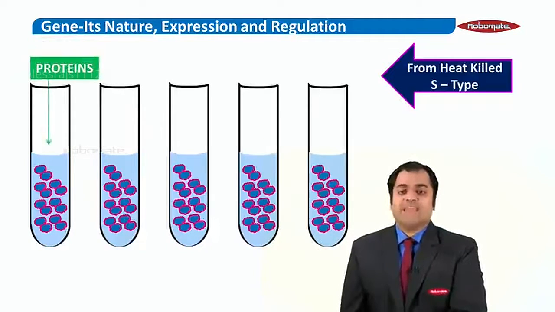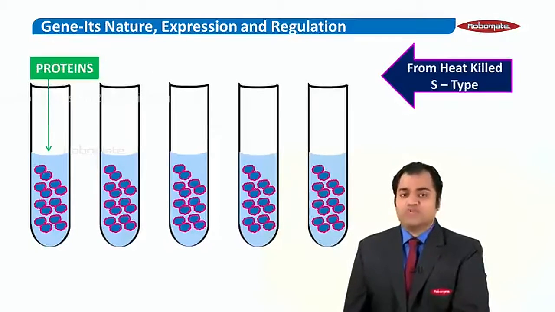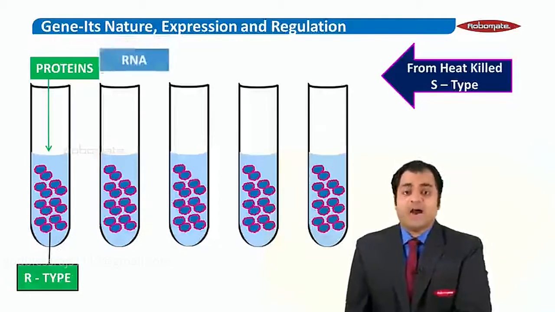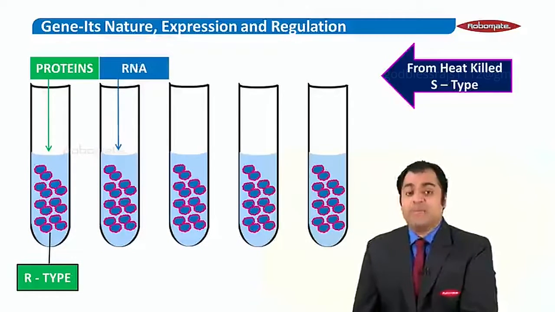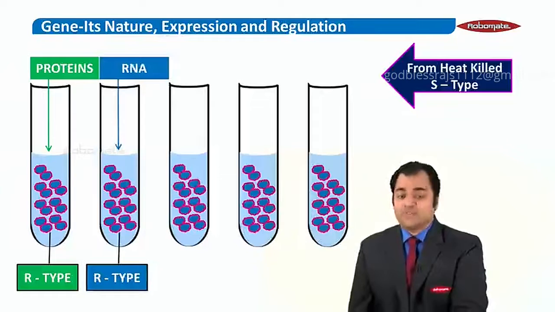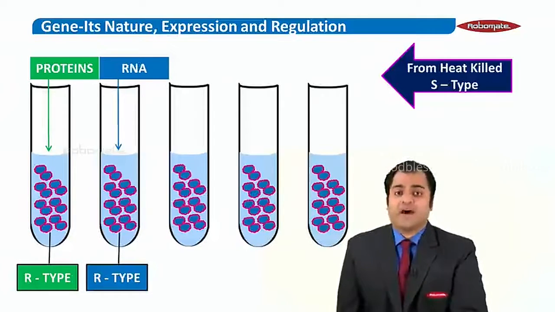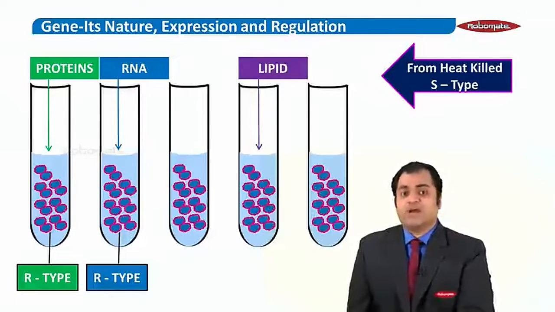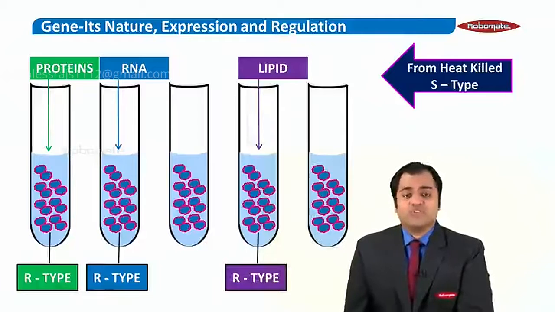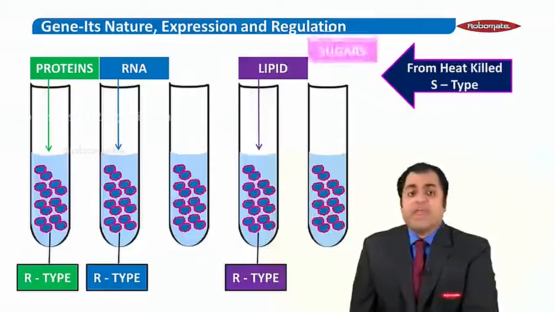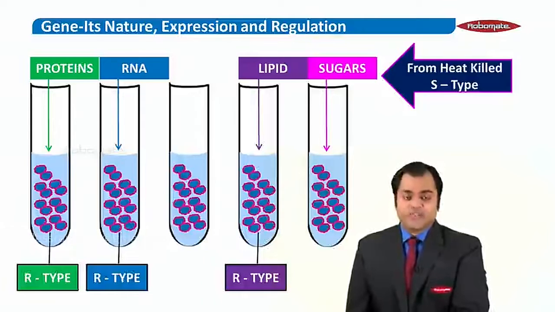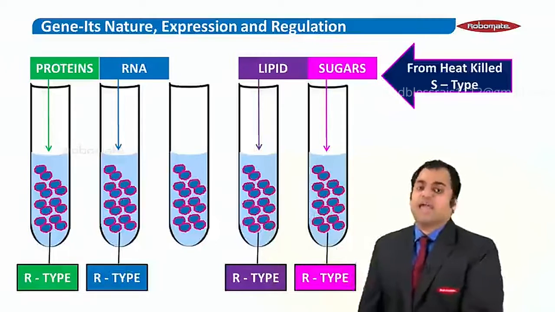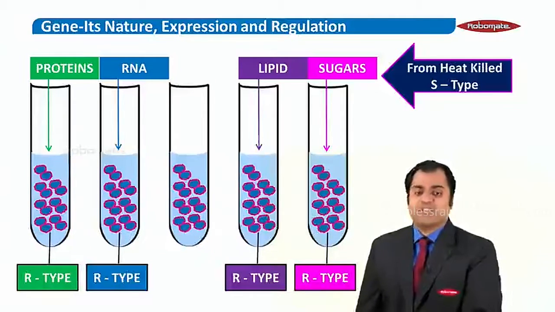When proteins were taken and mixed with the R-type cells, no transformation was seen and the R-type cells remained R-type. When RNA was taken from the heat-killed S-type and mixed with the R-type cells, once again there was no transformation and the R-type remained R-type. Then when lipids were taken from the heat-killed S-type and mixed with the R-type bacteria, once again there was no change and the bacteria remained R-type. And then when sugars or carbohydrates were taken and mixed with the R-type bacteria, once again there was no transformation and it remained R-type, as you can see in these 4 pictures here.